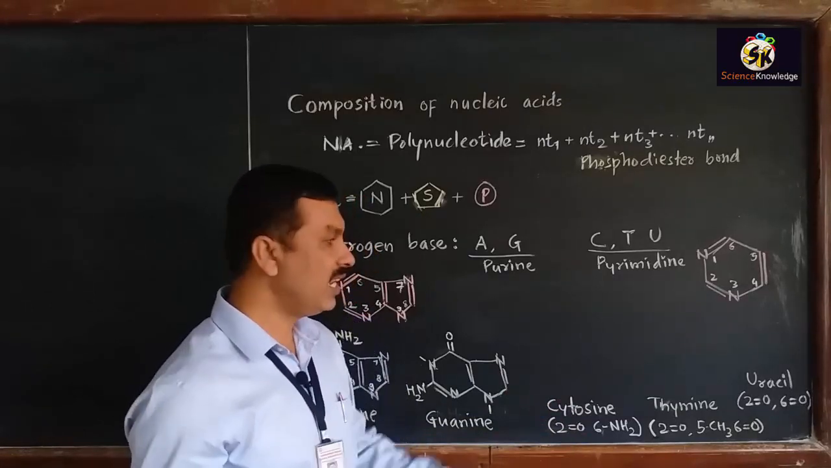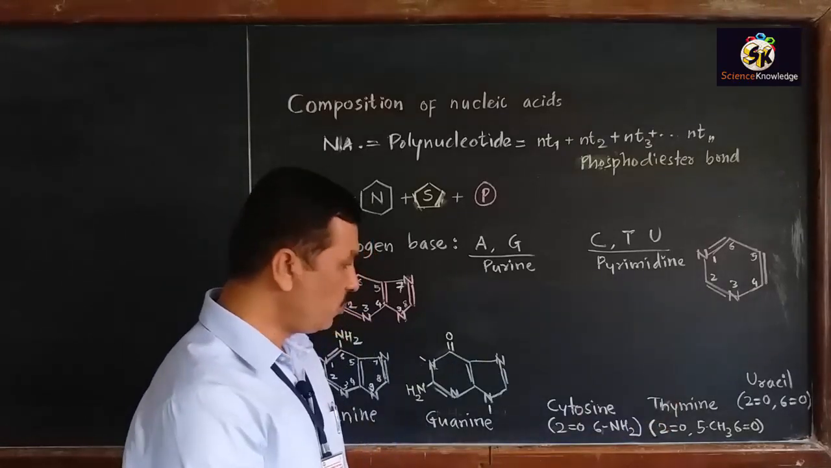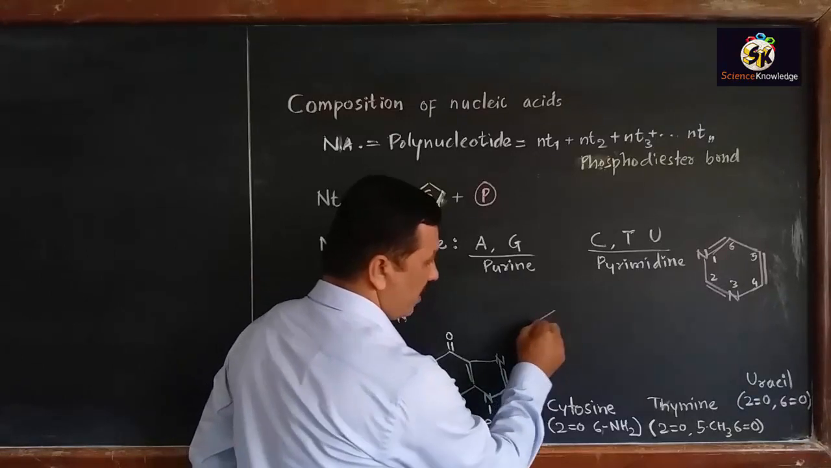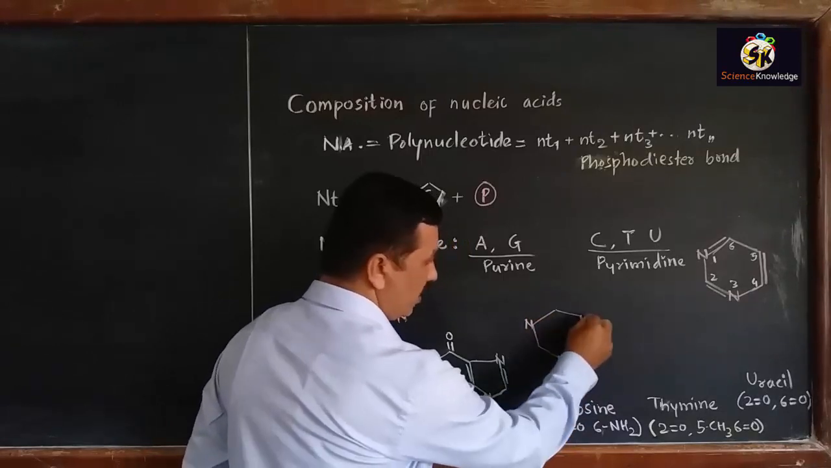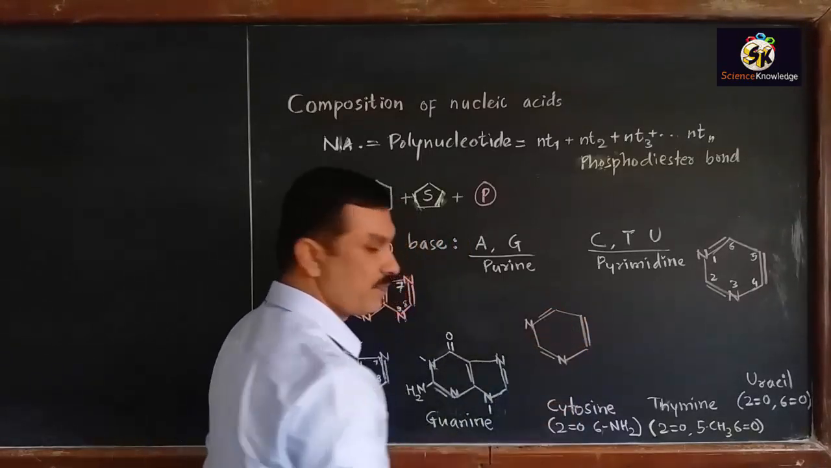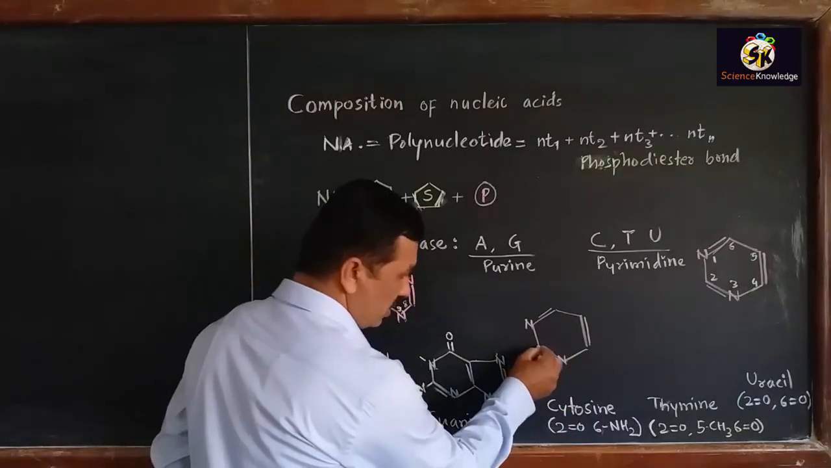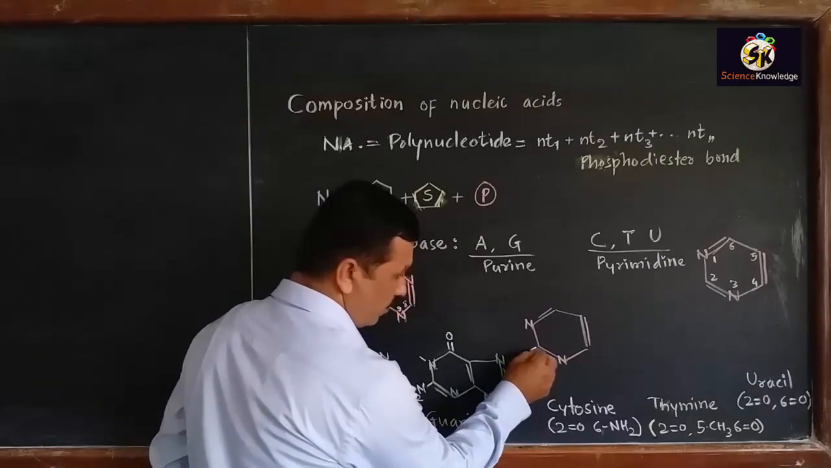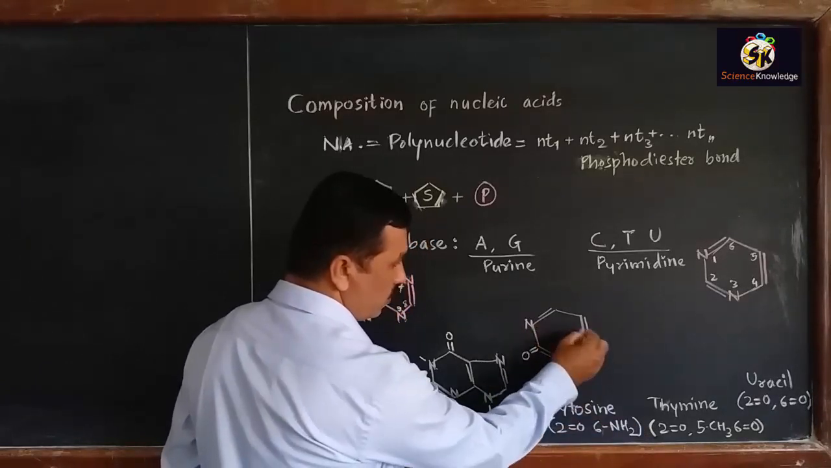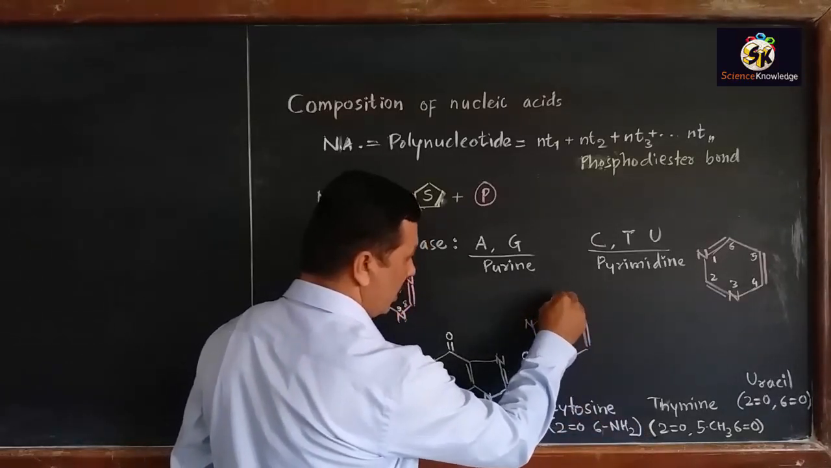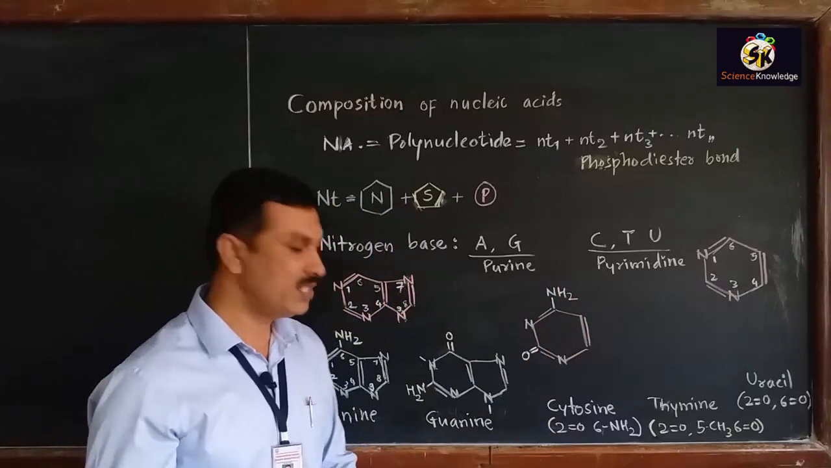For better understanding, I will draw the structure of cytosine, then you can draw the thymine and uracil. So for cytosine, what will be there? A 6-membered ring having nitrogen at position 1 and 3, double bond here, here and here. We have to add double bond O at position number 2. And at position number 6 we have to add NH2: 1, 2, 3, 4, 5 and 6. Here we have to add NH2.